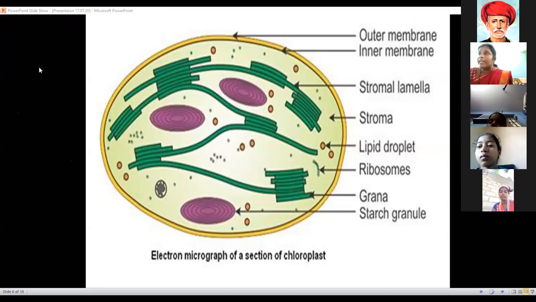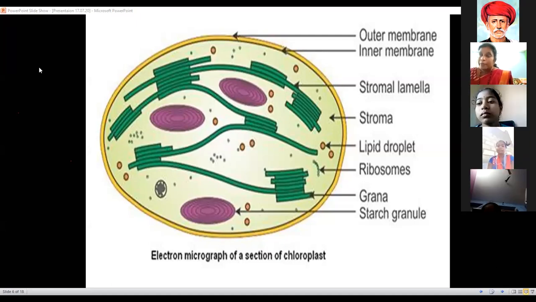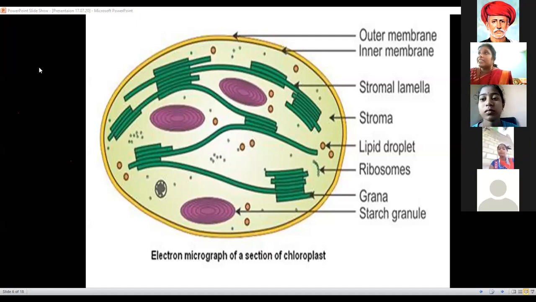Okay. Next, the black color indicates the inner membrane. The next part is the inner membrane. The space between the outer membrane and inner membrane is called the intermembrane space. See in this picture, outer membrane in yellow color, inner membrane in black color, and the space between them.